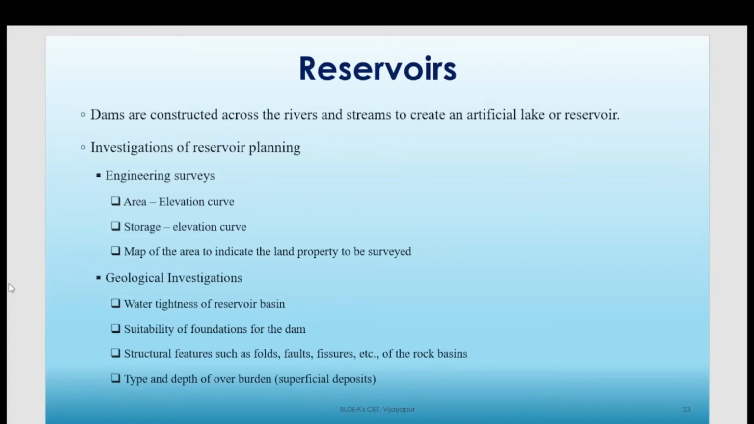In the previous video, we had discussed the design of canals using Lacey's theory and Kennedy's theory. We had also discussed some of the numerical problems. So in this video, we are going to discuss reservoirs.